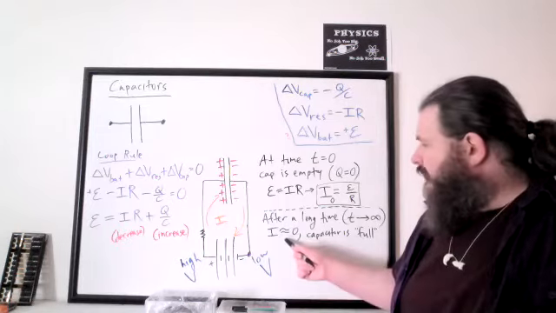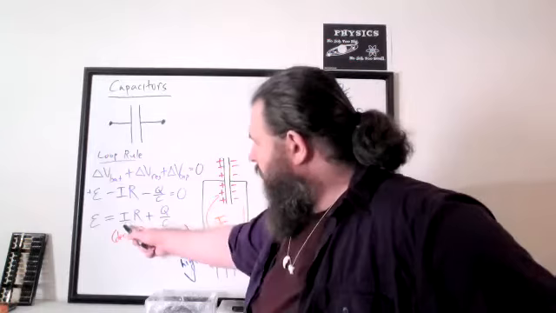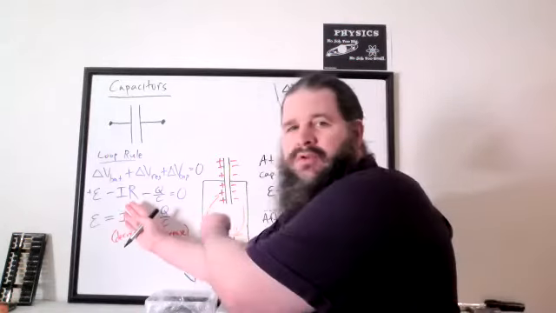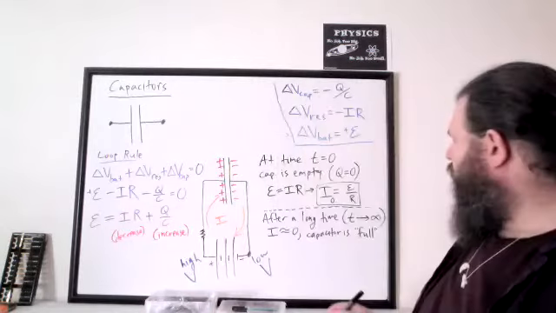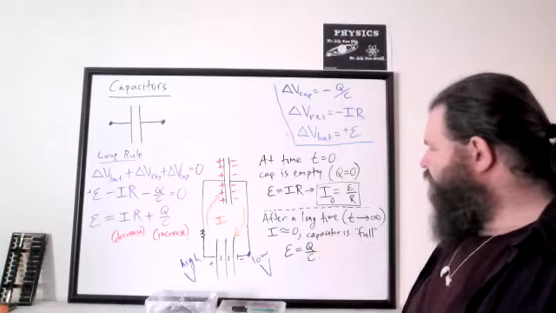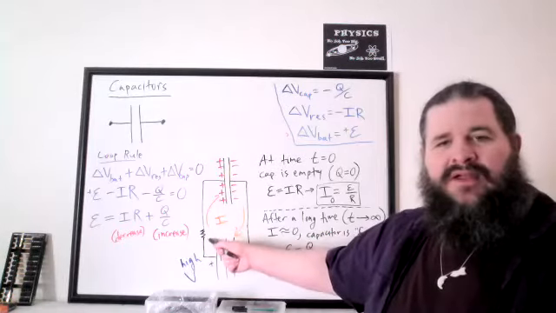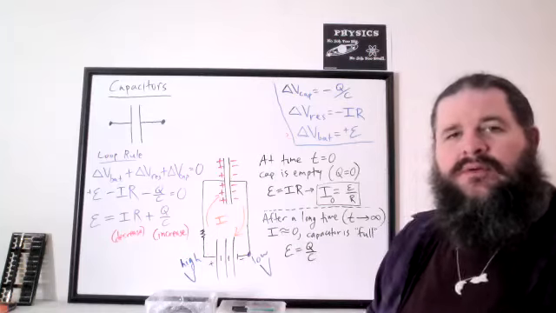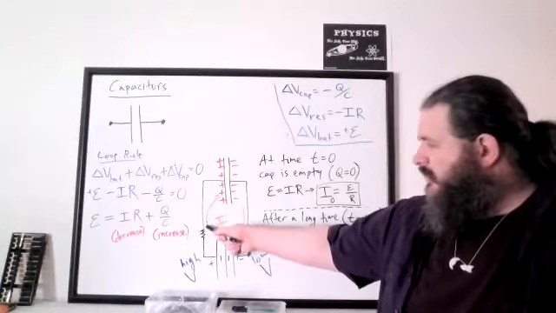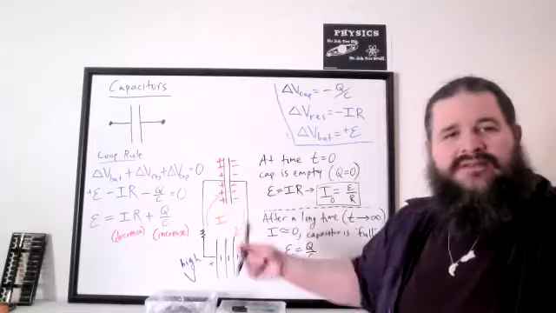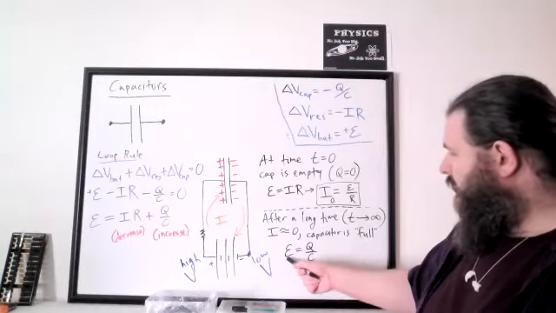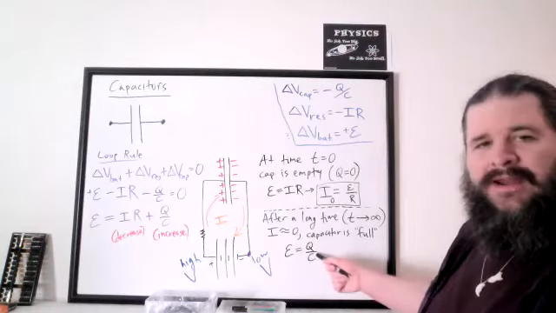But let's try plugging in 0 for current. 0 current means IR is 0, so that term's gone. We just have epsilon equals Q over C. So our new loop rule is epsilon equals Q over C. The resistor acts like it's not even there, because a resistor with no current is not really doing anything. So there's no voltage on the resistor. The capacitor is now getting the full voltage of the battery. So the full voltage of the battery is being used on the capacitor.